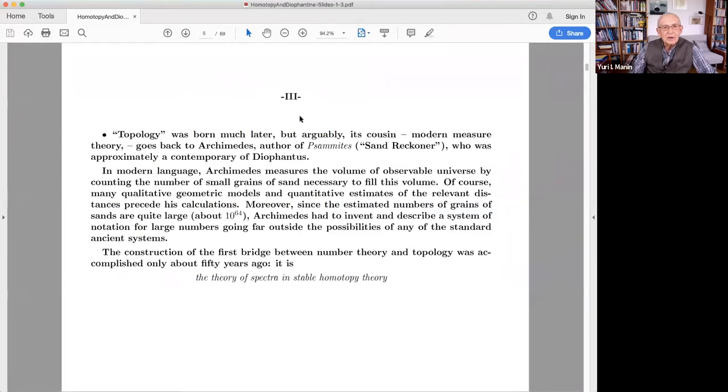It is strange, and practically unknown, that modern measure theory, which one may say is a cousin of topology, measuring spaces, goes back to Archimedes. He is the author of the book Psammites, and was approximately a contemporary of Diophantus. And what does Archimedes do, in modern language? Well, imagine the observable universe, at least by that time. What was observable? The sun, the moon, and several planets, that is, moving stars. All other stars were unmoving.